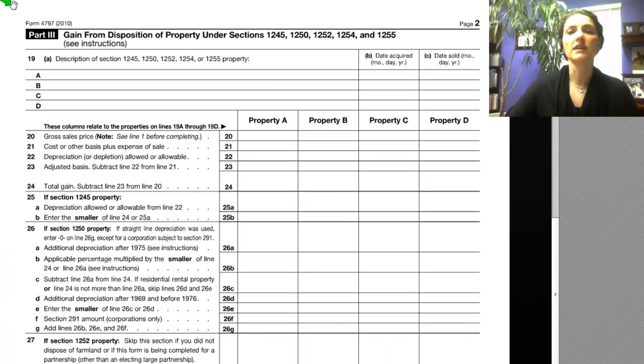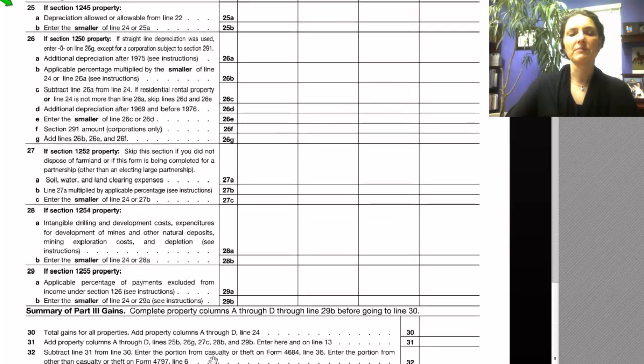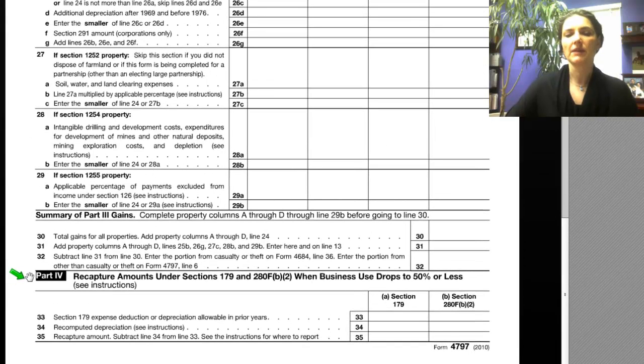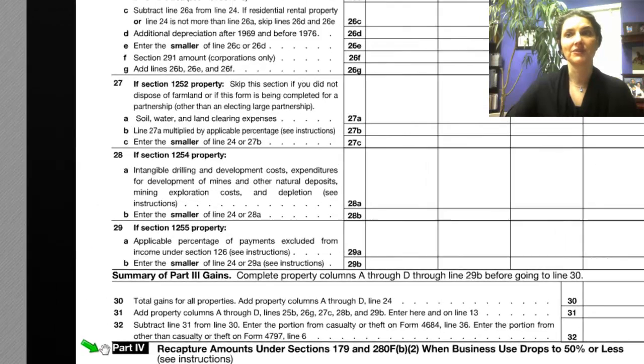In Part 3, we report gain from disposition of property under Sections 1245, 1250, 1252, 1254, and 1255. Well, what does all that mean? Well, we're going to learn about that in today's class. And way down at the bottom of the form, we have Part 4, and it says recapture amounts under Section 179 and 280F(b)(2) when business use drops to 50% or less. And we're going to learn about that too.